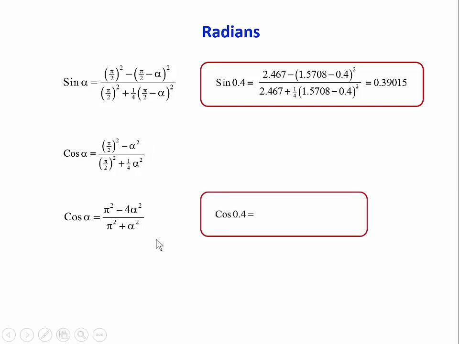And then if we want to find, say, the cosine of 0.4, it's fairly easy. Pi squared, again, we can commit that to memory, 9.870, minus alpha squared times 4, which is 0.64, alpha is 0.4, and the alpha squared appears in the denominator. So we can work that one out and get the answer for that.